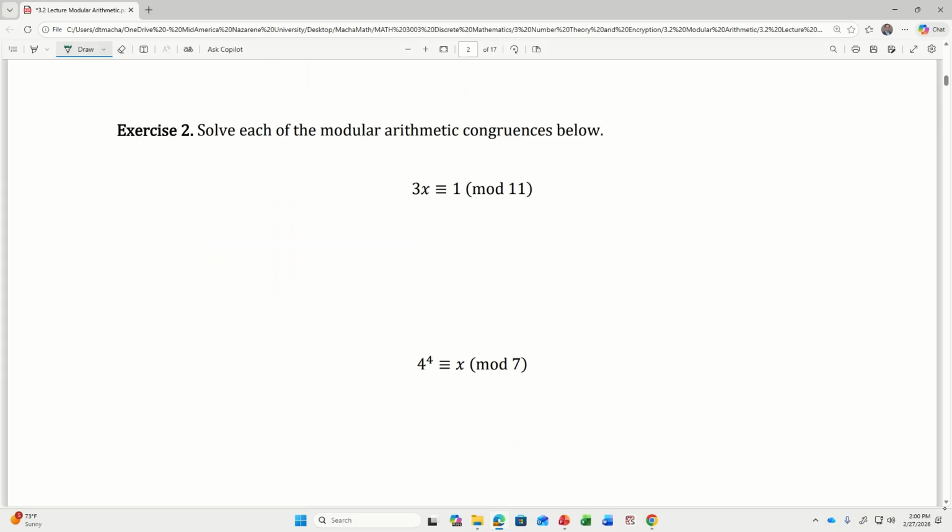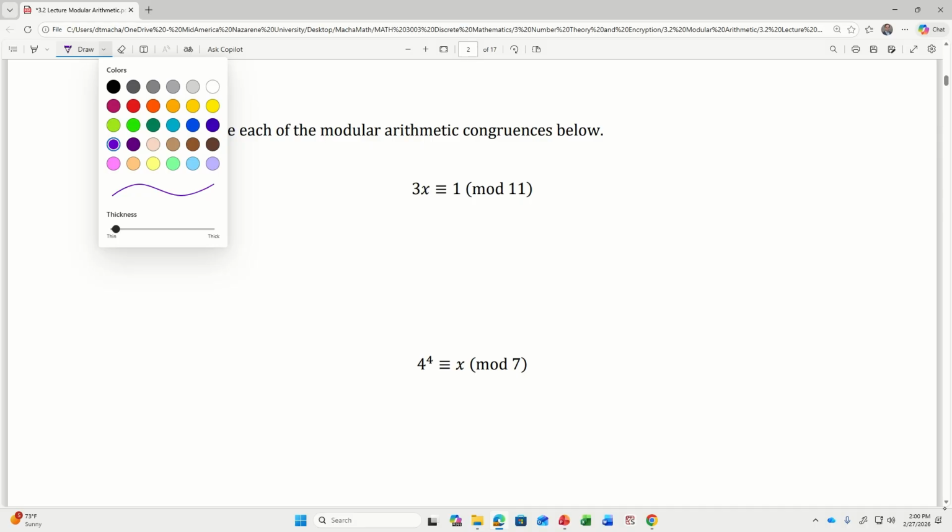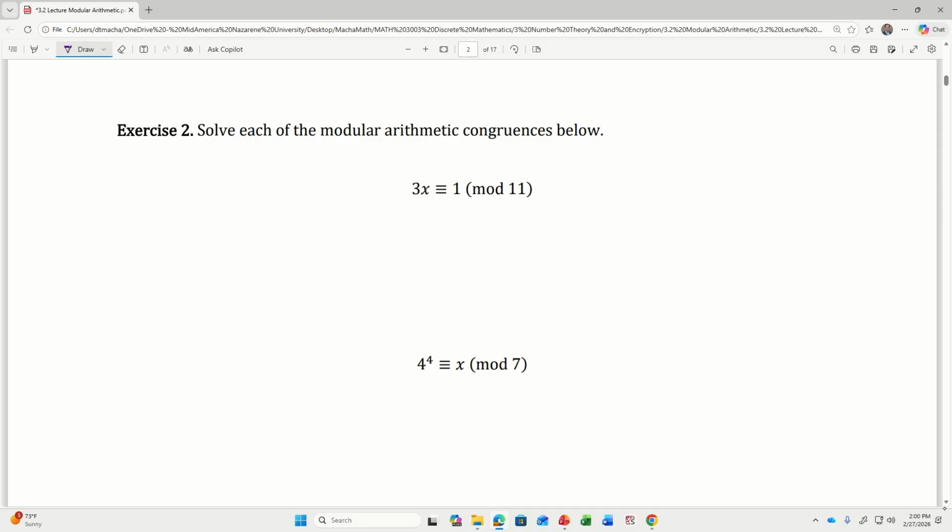Okay, if I said 3 times x is congruent to 1 mod 11, then what is x? And don't tell me 1/3. These are supposed to be positive integers, okay? Yeah, it's 4. Good job. How did you figure that out?